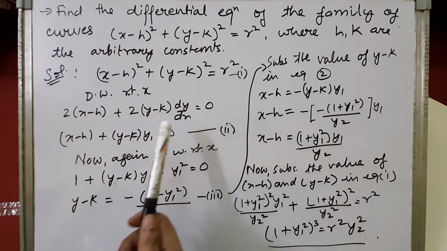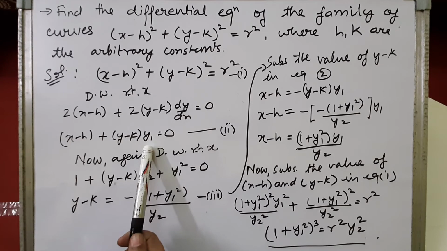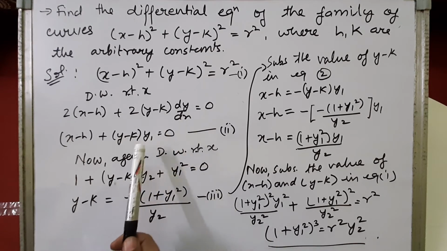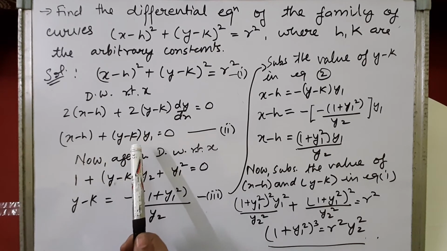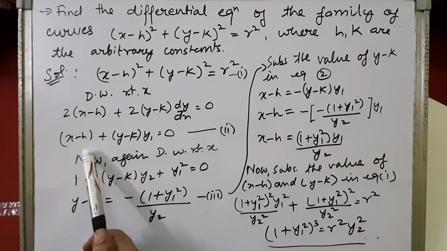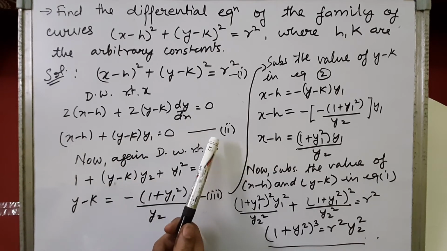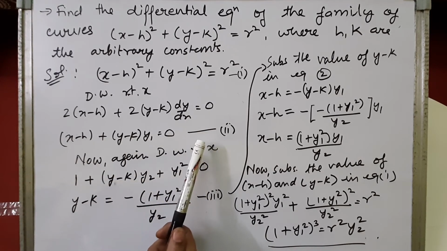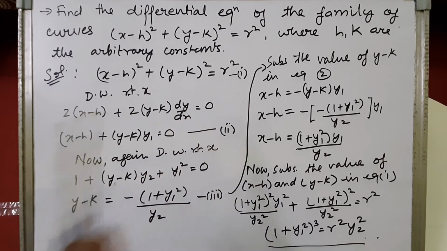Now dy/dx I have written as y1, the first derivative, and the second derivative d²y/dx² will be y2. It can be written as y1, y2 or y3, right? So from here, this will be considered as equation 2, and this I have considered as equation 1.